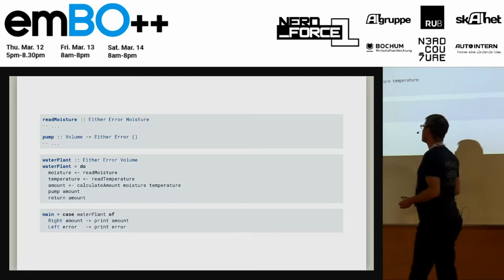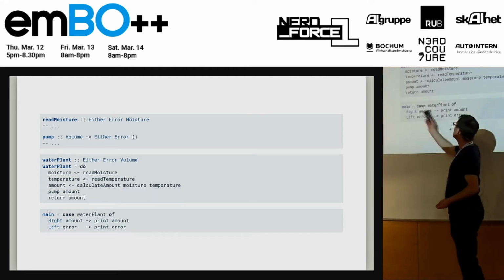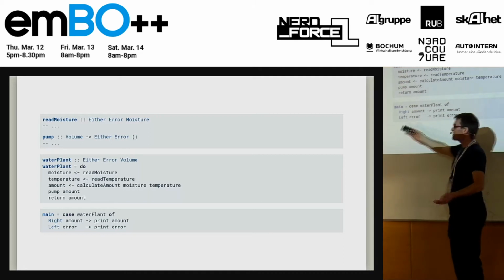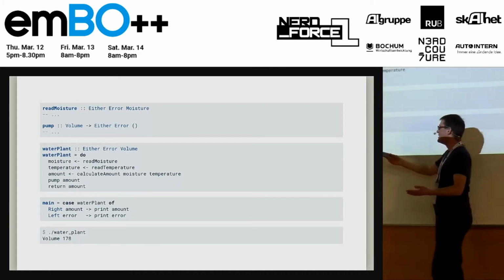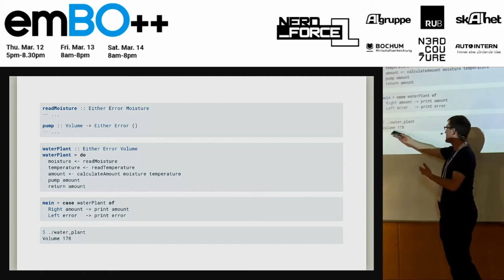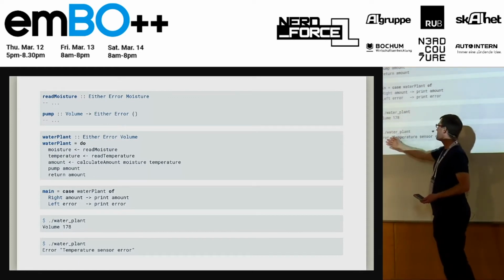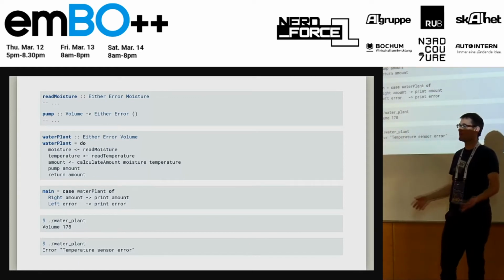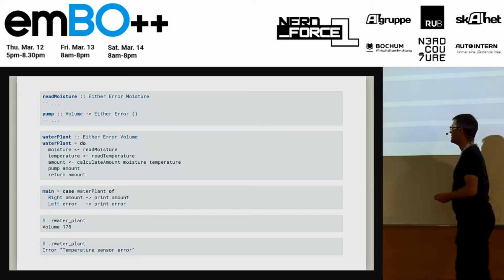Now if I would have a main for that, it's still the same. I call this function. If I get the right amount, I print the amount. If I get the left error, I just print the error. It's the same as before. If it goes okay, I get the volume back. And if it goes wrong, this error type could have a description or whatever in there, and then I get a nice error message.